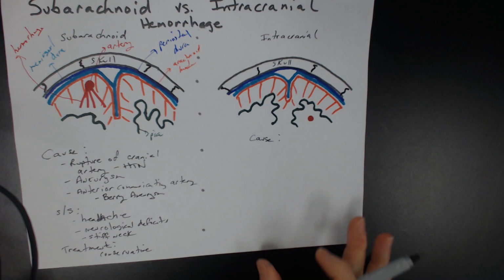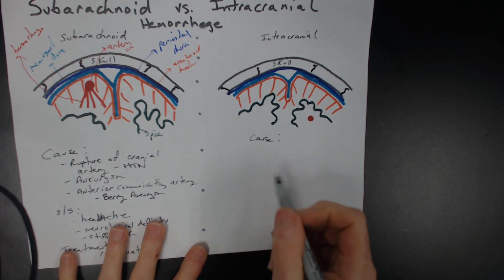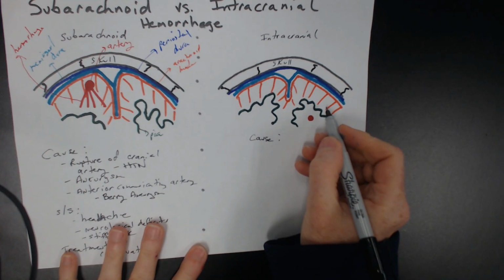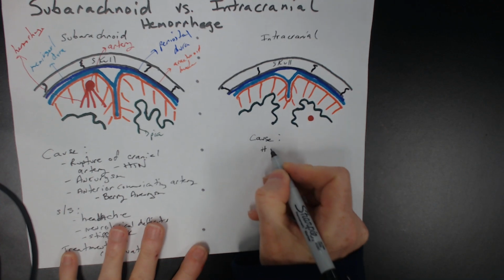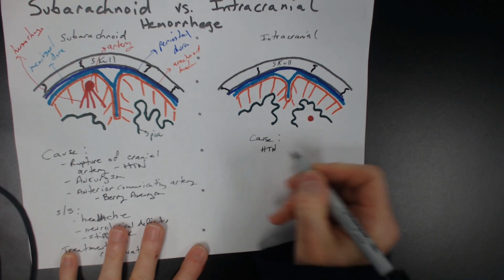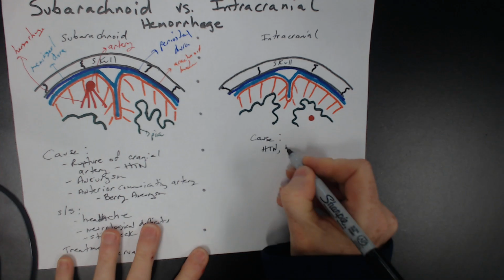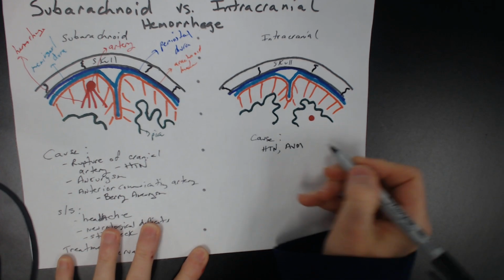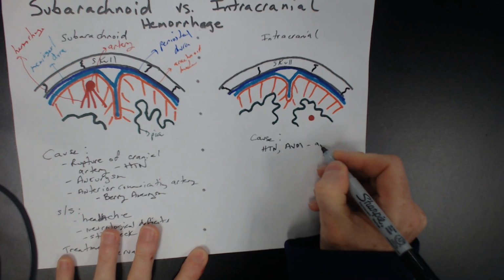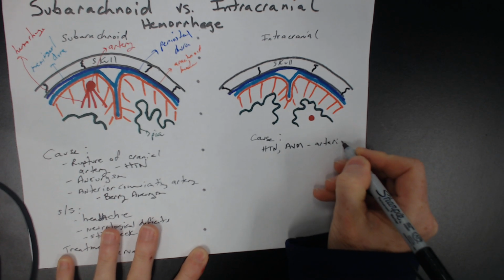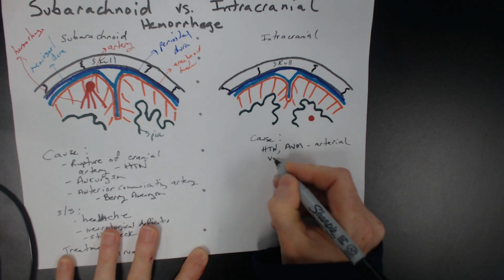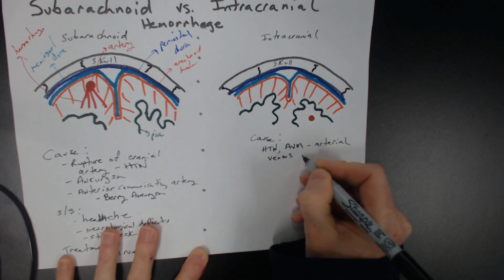Now, the cause of an intracranial hemorrhage can also be hypertension. It could be something called an AVM, so you've heard the word. AVM stands for arteriovenous malformation.